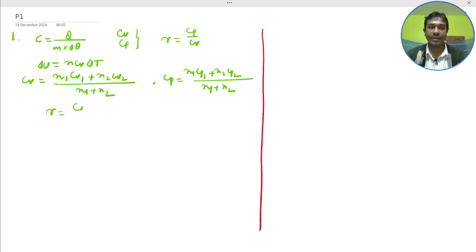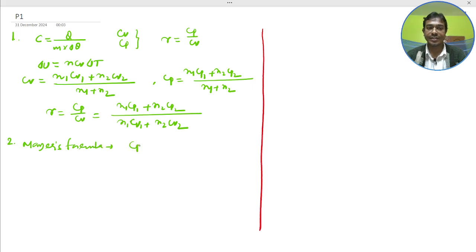Next, gamma, the ratio of Cp by Cv, would become in this case N1 Cp1 plus N2 Cp2 divided by N1 Cv1 plus N2 Cv2. Next, this is Mayer's formula, which states that Cp minus Cv is equal to R. Mayer's formula.